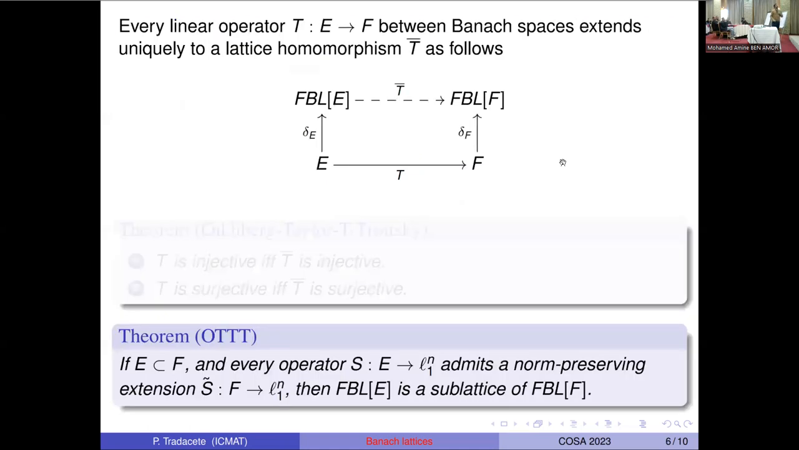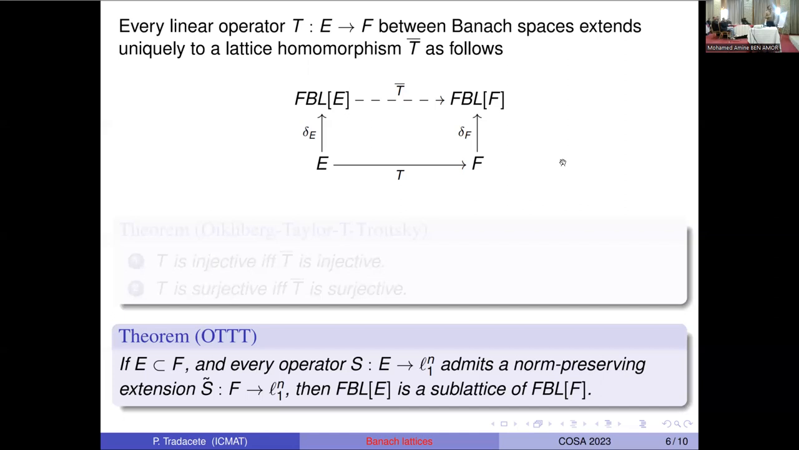Let's see. Well, first of all, we don't like functors maybe, but we have to be careful if we speak about the way you associate a Banach lattice to a Banach space, and also we want to describe how we associate a lattice homomorphism to a bounded linear operator. This is done by just looking at the following diagram. Suppose you start with a bounded linear operator between two Banach spaces, E and F. I'm going to look at these spaces sitting inside the corresponding free Banach lattices, right? So I have these two linear embeddings, delta sub E and delta sub F.